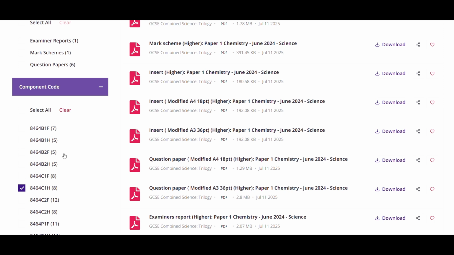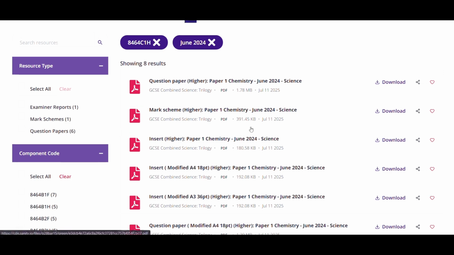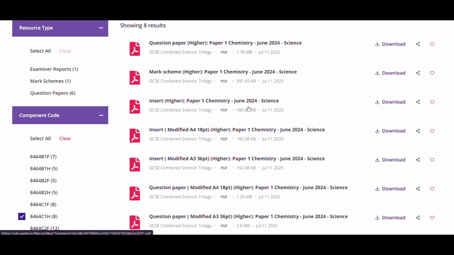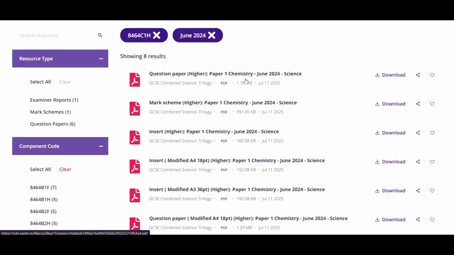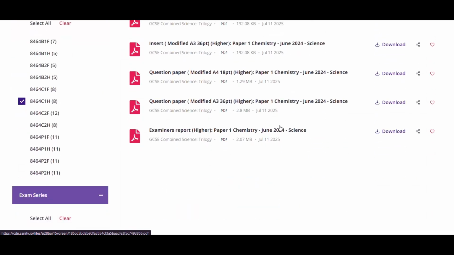So this is the code for it. And I want to make sure that I'm looking at examiner reports, mark schemes, and question papers. So if we click on the first one, which is the paper 1, and the example that I'm going to use as well. So this is paper 1, the mark scheme is here, and the examiner's report is here as well.